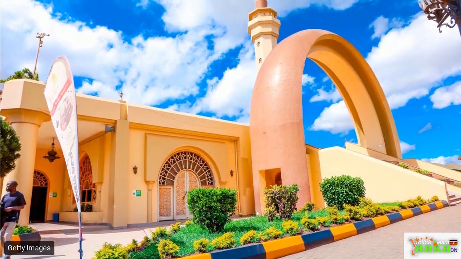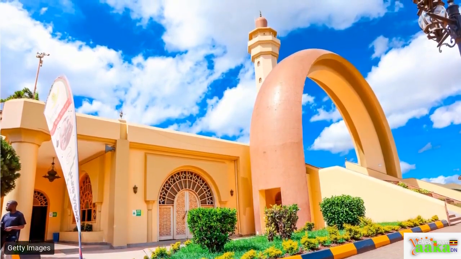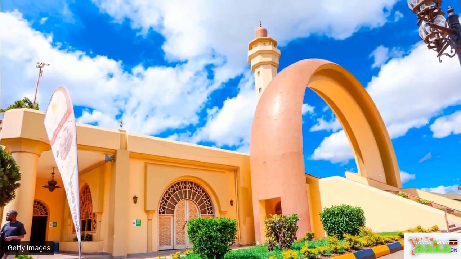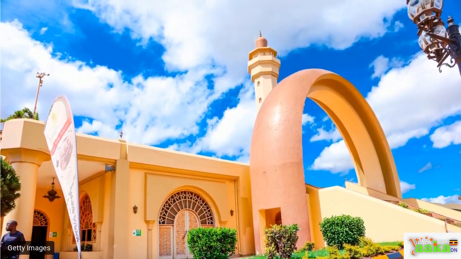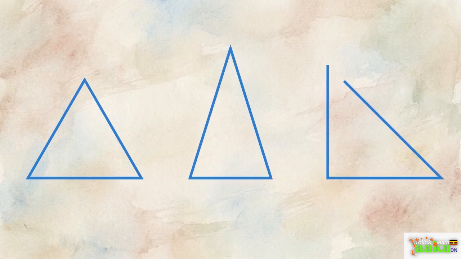This photograph shows the exterior of the National Mosque in Kampala. To secure large architectural features like that massive arch and the towering minaret, builders rely on specific geometric supports hidden inside the framework. That hidden support is usually a triangle, providing the most rigid support in construction.